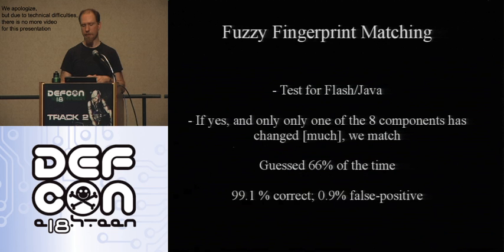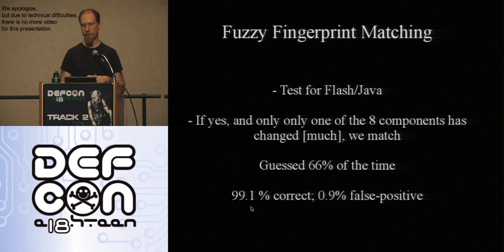And I implemented a really hacky algorithm to do this. It just says if only one of those 8 measurements has changed, and it hasn't changed very much, and that maps to a unique fingerprint from beforehand, then let's guess that it's you. And it only tries to do this if you had something quite revealing like Flash or Java installed.